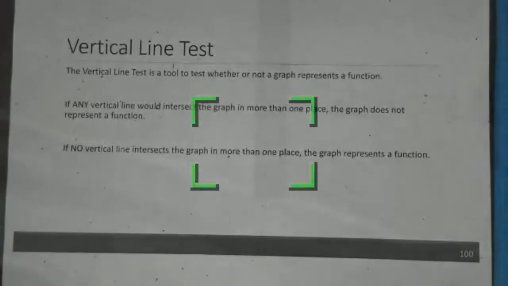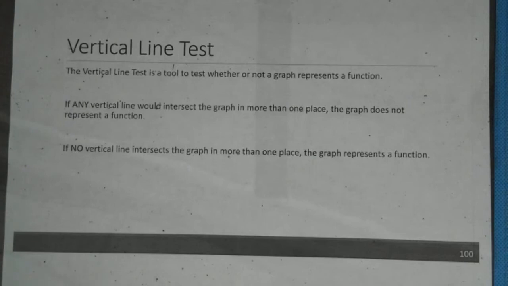So now we're going to discuss the vertical line test, and that's going to tell us whether our graph is or is not a function. If any vertical line would intersect the graph in more than one place, the graph does not represent a function. If no vertical line intersects the graph in more than one place, the graph does represent a function.